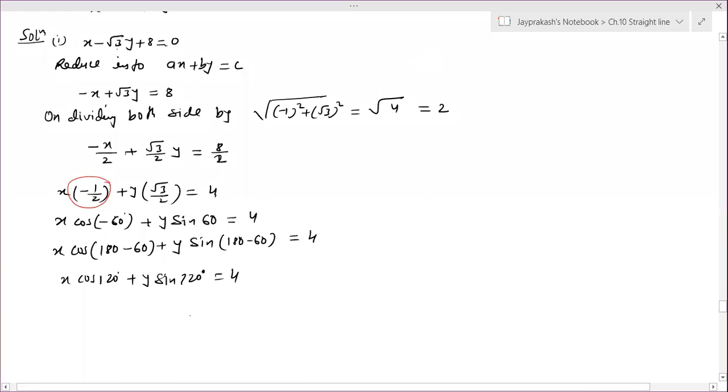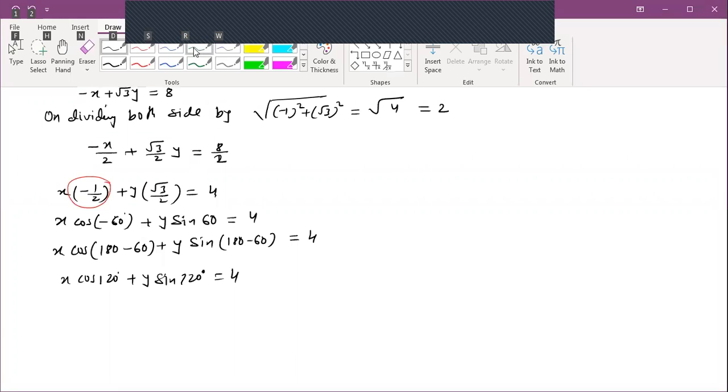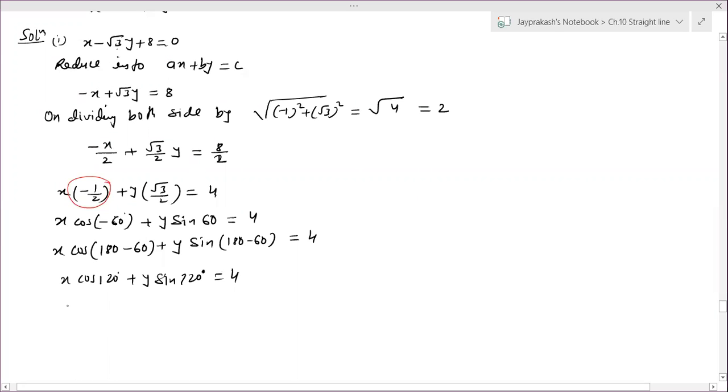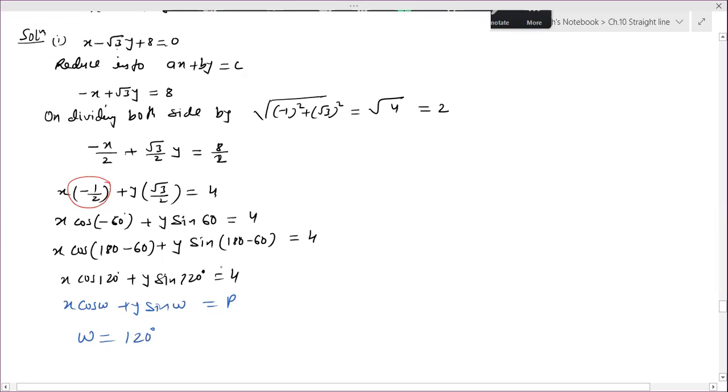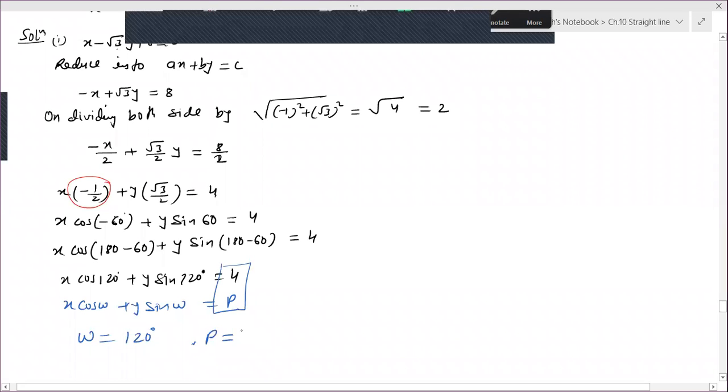We need the normal. So the normal is the perpendicular distance from the origin. So here it is compared with x cos omega plus y sine omega equals p. So now we have the angle omega is 120 degree and the normal p, the perpendicular distance from the origin, is 4 units.